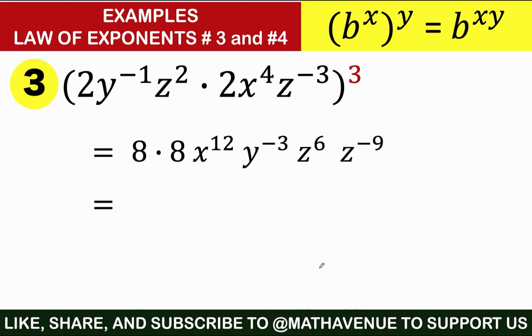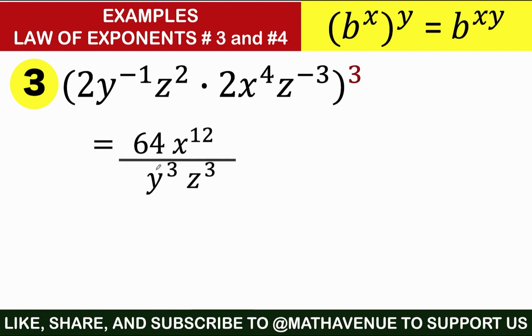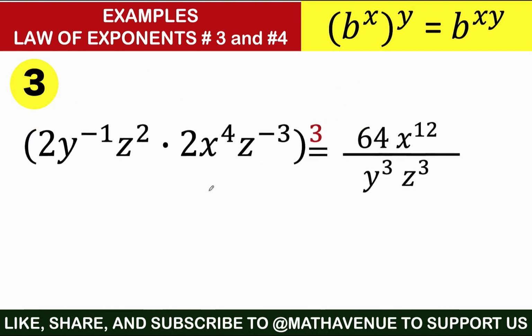8 times 8 is equal to 64. X to the 12 and y to the 3rd is copied. And 6 minus 9 is negative 3. So we now have here c to the negative 3 for the product of these two factors. When we have negative exponents, they can be brought down in the denominator. So finally, our answer would be 64x to the 12th over y to the 3rd, z to the 3rd. And this is now our final answer.